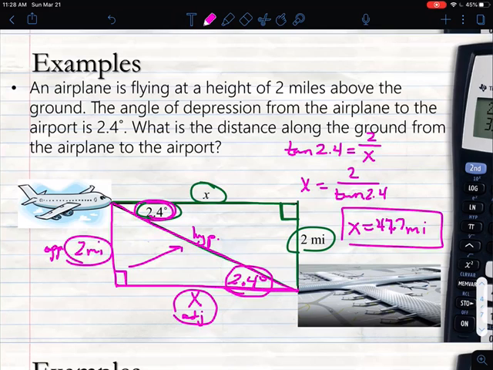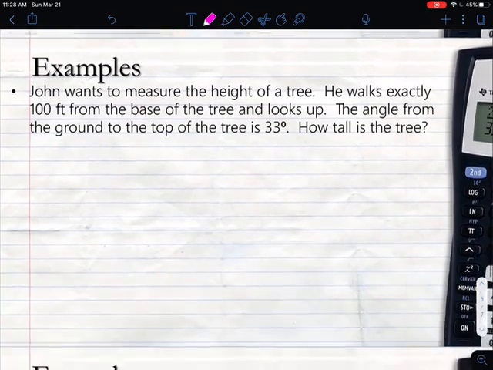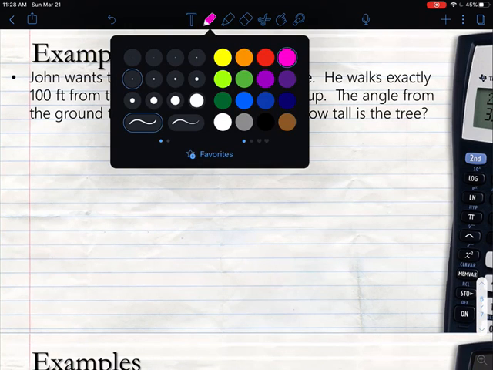So with these types of problems, we are only adding one step to what we learned yesterday, and that is we have to draw the picture to know which pieces of the triangle we have. Then we can set up our equation, and then we can solve. So here's a look at another example.